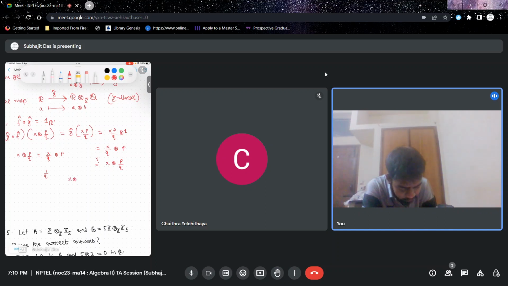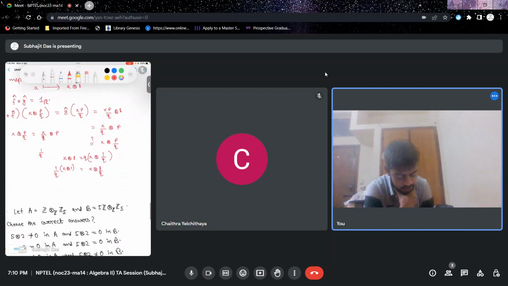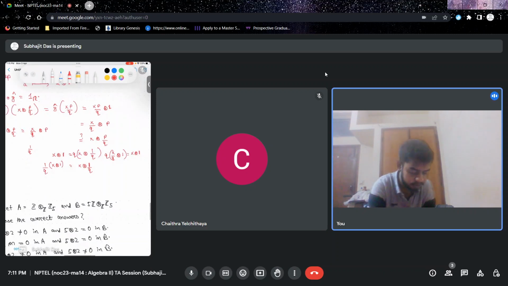X tensored with 1 you can write as X tensored with Q times 1 over Q, right? This we know, and therefore 1 by Q times X tensored with 1 is equal to X tensored with 1 over Q. At the same time, X over Q tensored with 1 times Q is equal to X tensored with 1, again for the same reason. Yes, then we are done.